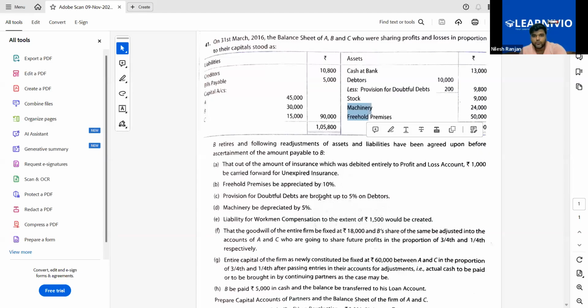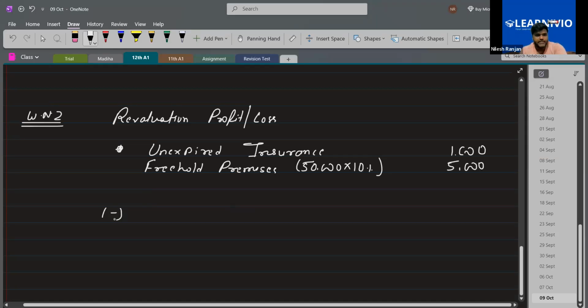After that, provision for doubtful debts be brought up to 5% on debtors. Brought up to means 10,000 into 5%, 500. It is already created by 200, so we need to increase it by 300. So minus provision for doubtful debts 300.